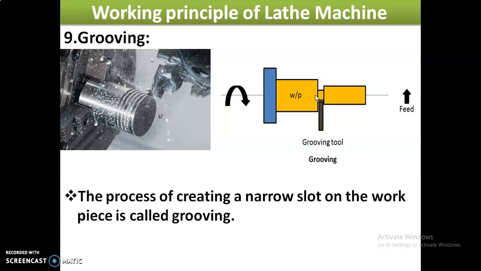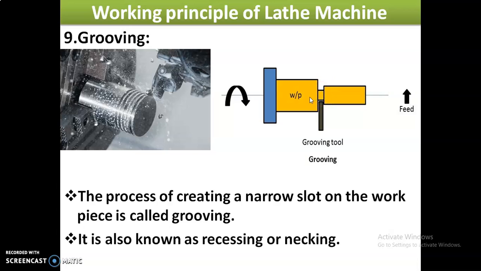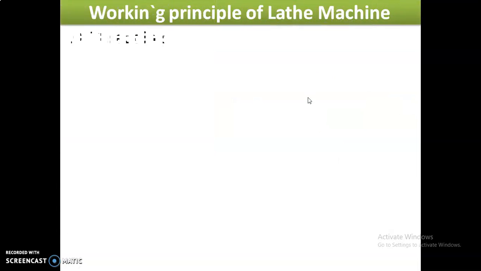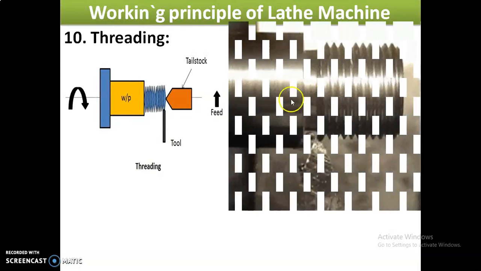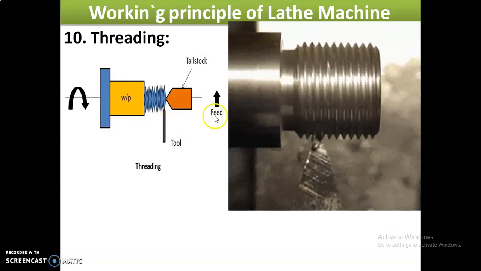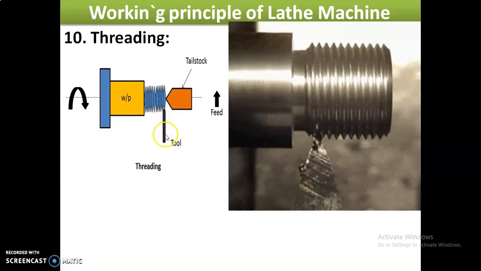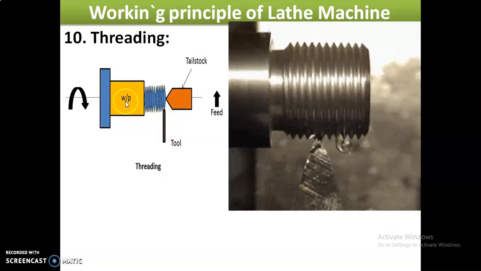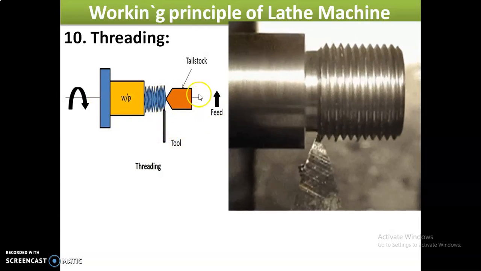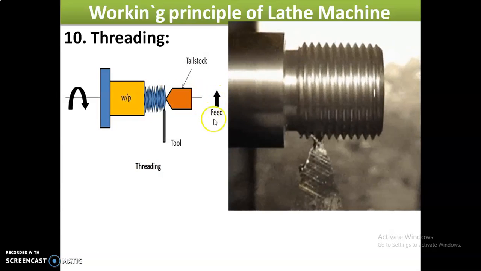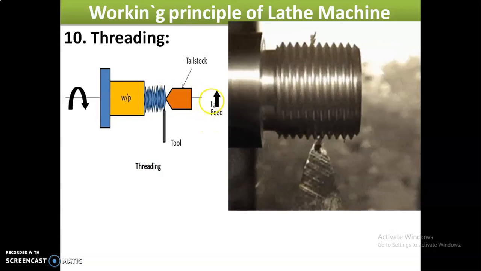Now let us see the 10th operation, that is threading. This is a threading operation diagram. So this is a cutting tool. The cutting tool should be perpendicular to the axis of the workpiece. So this is the cutting tool direction or feed direction.